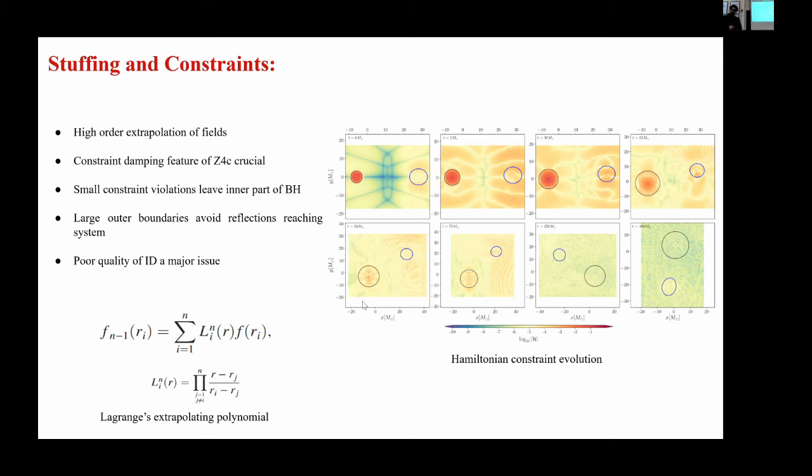Is the constraint violation at late times inside the black hole comparable to the constraint violation that you have from just a vacuum evolution?